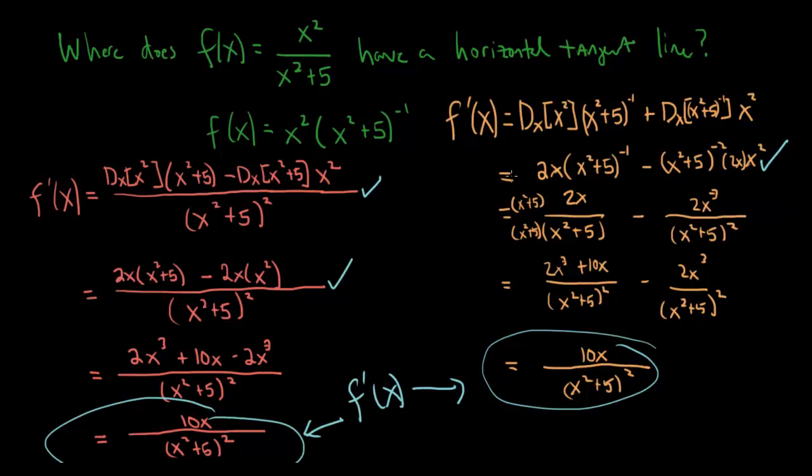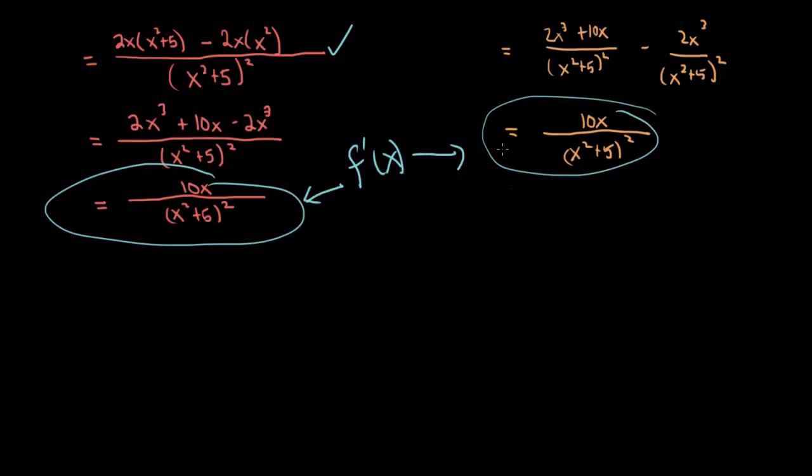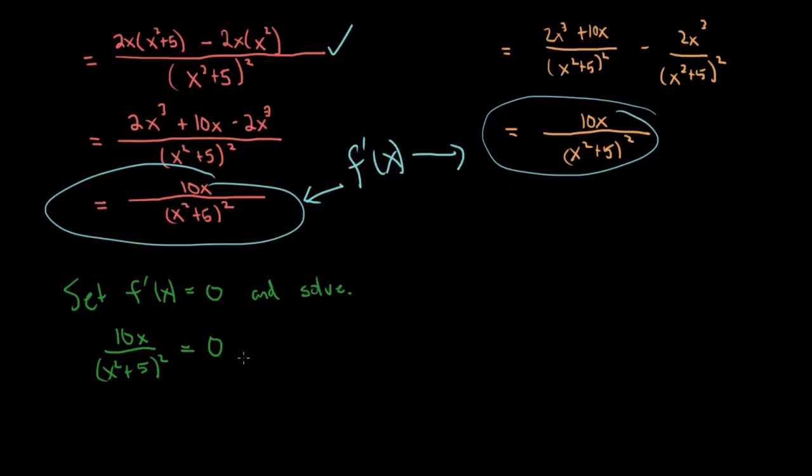So in this case, we want to know where the function has a horizontal tangent line. So we, let's see here, we set f prime of x equal to 0 and solve. So here's f prime, so we say 10x over x squared plus 5 squared equals 0.